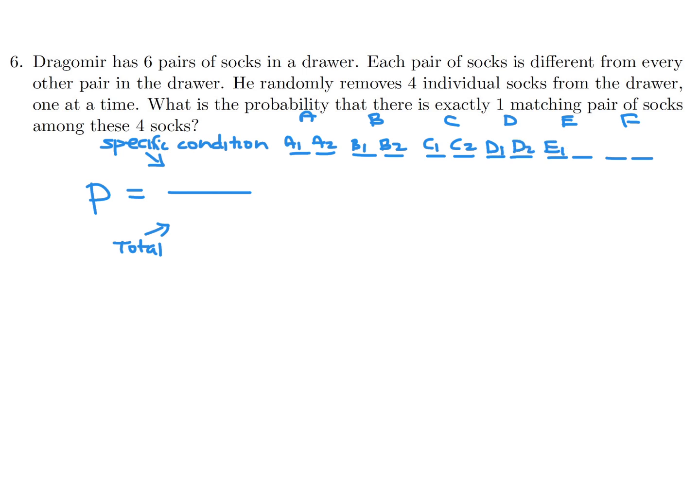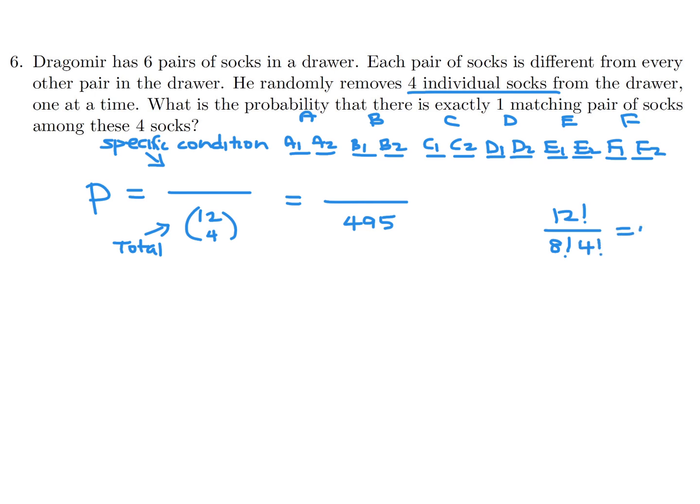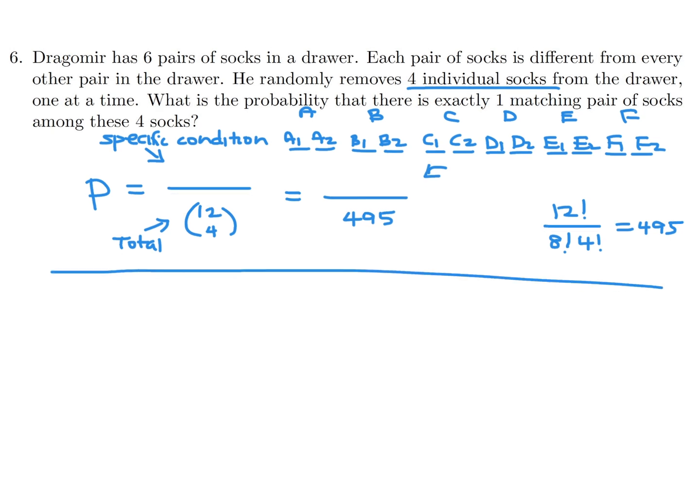All right, so out of the 12 socks, we want to choose 4 because he's going to eventually choose 4. And 12 choose 4 is 495. And you guys know how to do choose notation, right? 12 factorial over 8 factorial times 4 factorial, and that's going to be 495. Okay, so now we just have to figure out our specific condition. Now that's obviously a little bit more challenging, so let's see.